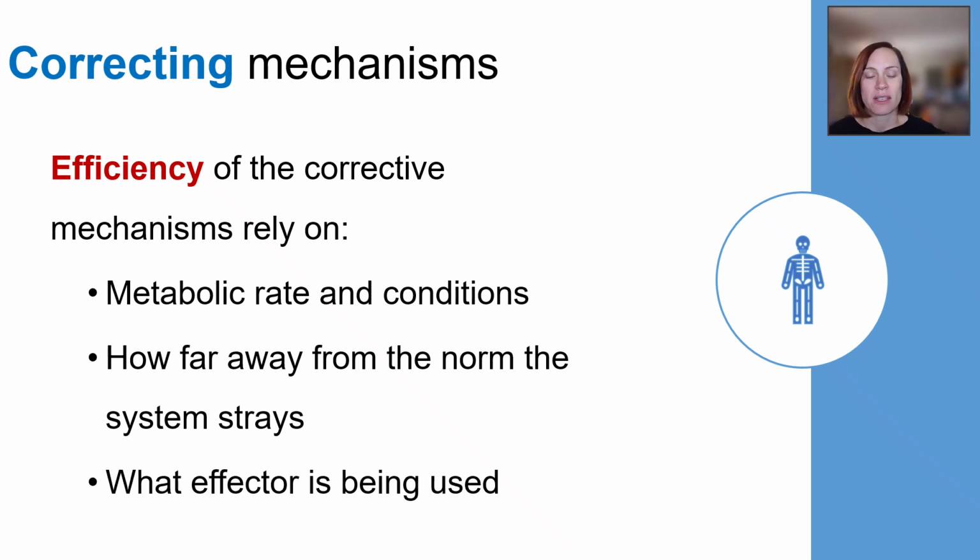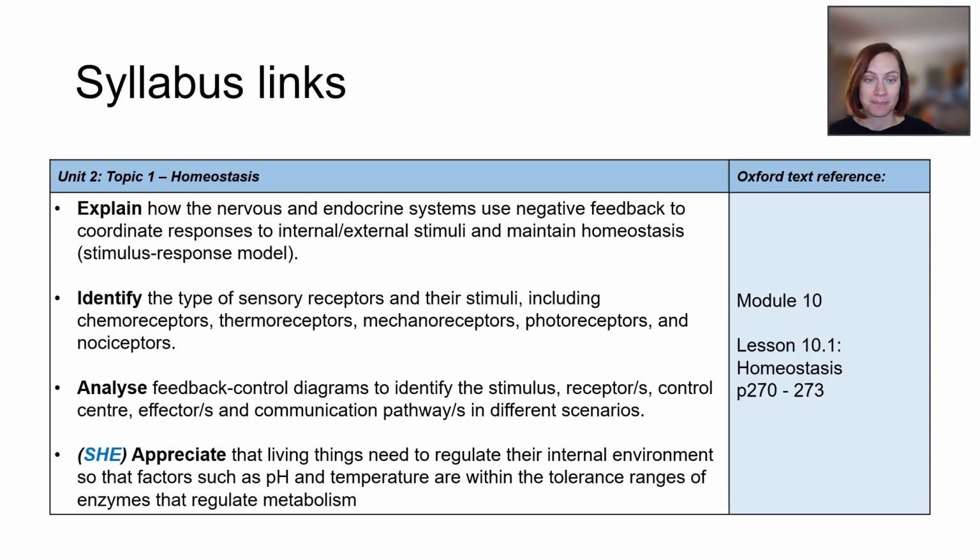And what effector is being used? Is it a muscle? Is it the nervous system? Is it a hormone? Which will all have different speeds and work at different rates to correct some mechanism in the body. So again, still kind of an overview, lots in here and lots of practice looking at control diagrams as well.